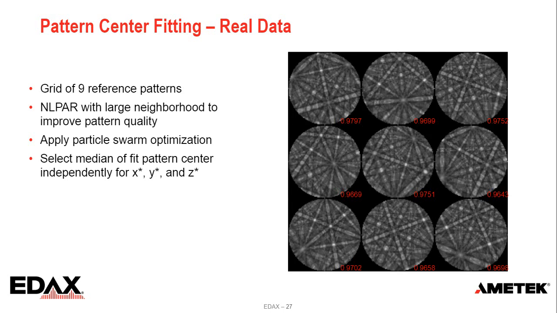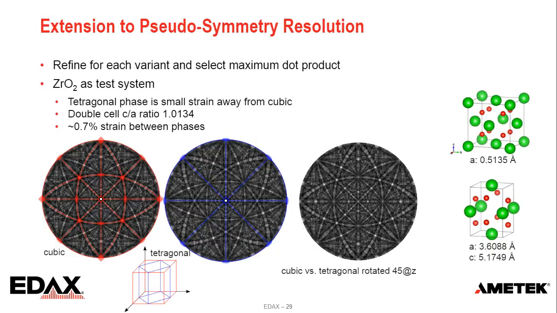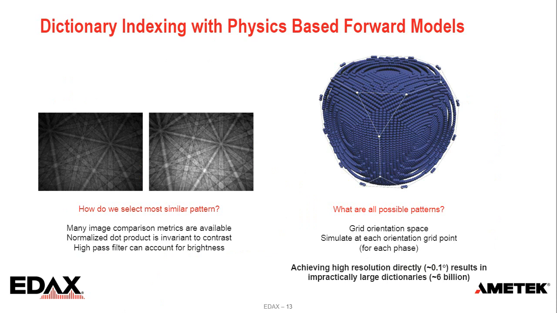So the answer is that as you add more phases, let me see if I have a good slide for this. As you add more phases, it's essentially identical to adding more variance, or they're indistinguishable. So if you look at this grid, for lack of a better figure available, this is the grid of orientations. But when you generate your dictionary, I guess I'll pull this one up.